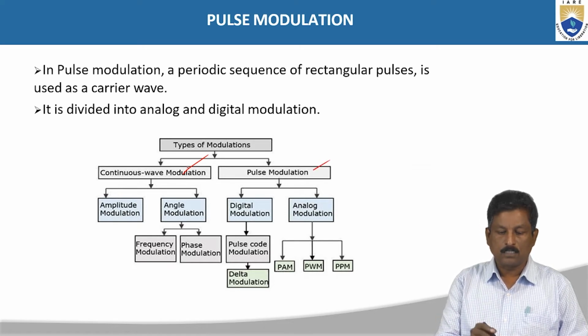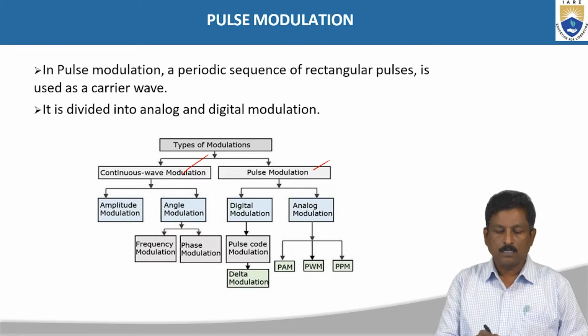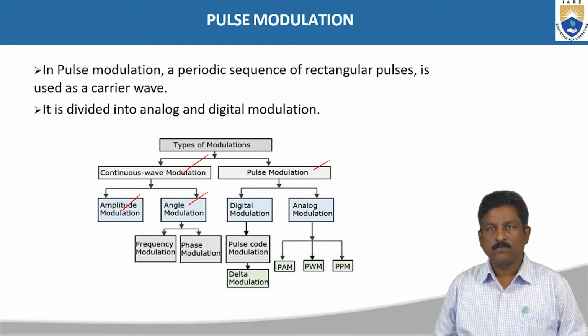What we discussed in the last classes was continuous wave modulation. Under the continuous wave modulation, we have the amplitude modulation, and the angle modulation. Under the angle modulation, again we can classify into two categories: one is frequency modulation, another one is phase modulation.